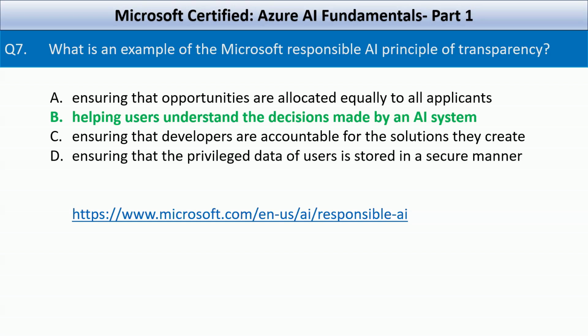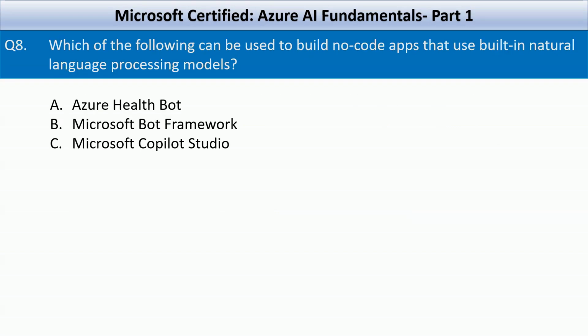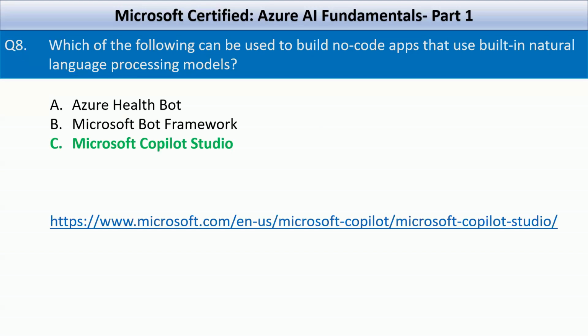Let's look at next question. Which of the following can be used to build no-code apps that use built-in natural language processing models? Your options are Azure Health Bot, Microsoft Bot Framework, Microsoft Copilot Studio. And friends, the correct answer here is option C, Microsoft Copilot Studio, as it is a no-code or low-code platform that allows users to build chatbots with built-in natural language processing models. It enables organizations to create conversational AI solutions without requiring extensive coding knowledge.